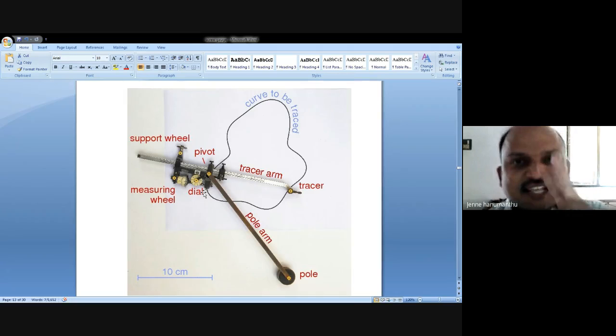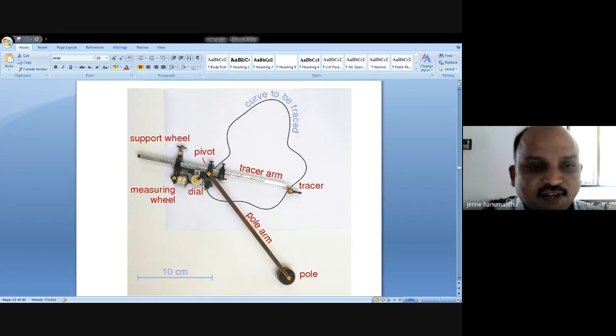So there are three scales available here. For example, this is called the dial or disc scale, and here is called the wheel. The wheel also has a scale. Just here we have a vernier scale with some markings.